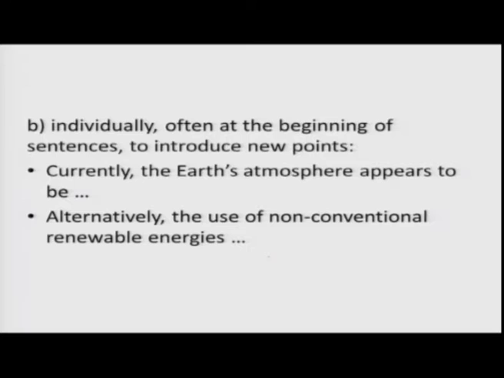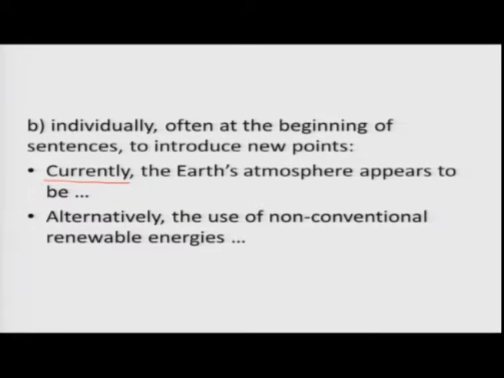The second context, sometimes you find them at the beginning of sentences where they introduce new points or new perspectives. So, let us look at the examples. Currently, the Earth's atmosphere appears to be. So, here the word currently is the modifier. Probably you have talked about something in the past and you are now moving to the present, and this modifier indicates that shift.